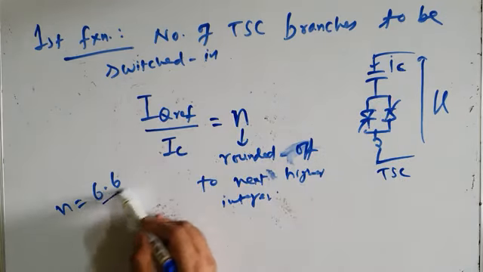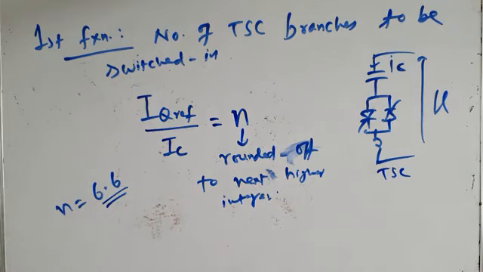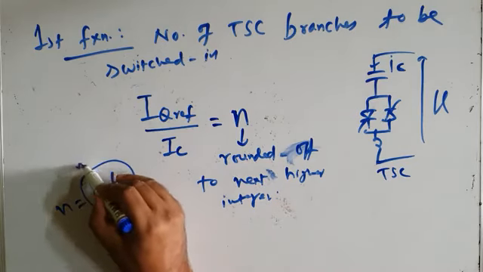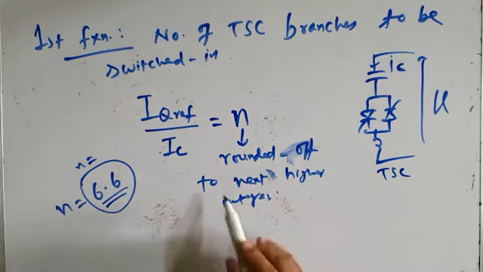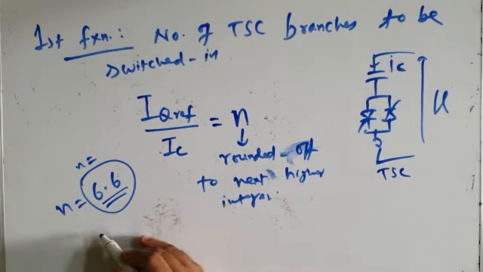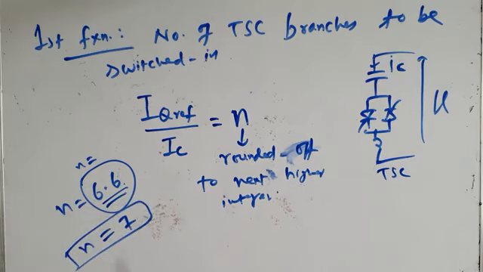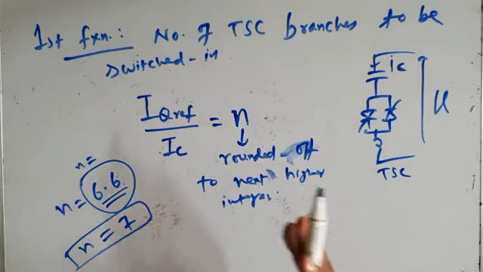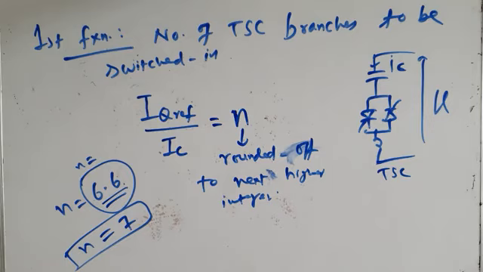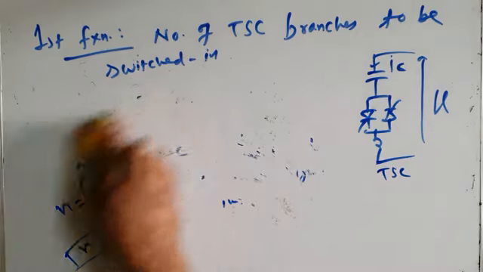And if it comes out to be a fraction like 6.6, this number n has to be rounded off to the next higher integer. And what is the next higher integer? 7. So instead of n equal to 6.6, it will give n equal to 7. Therefore, your controller will know that 7 TSC branches have to be turned on. Okay. So this is how it finds how many TSC branches have to be turned on.